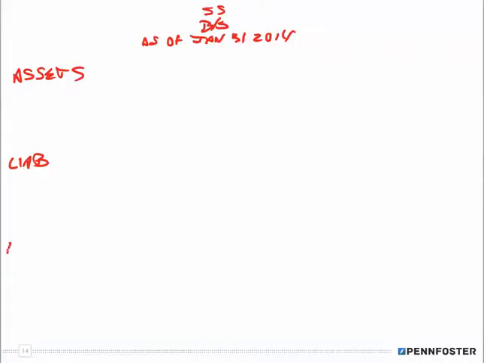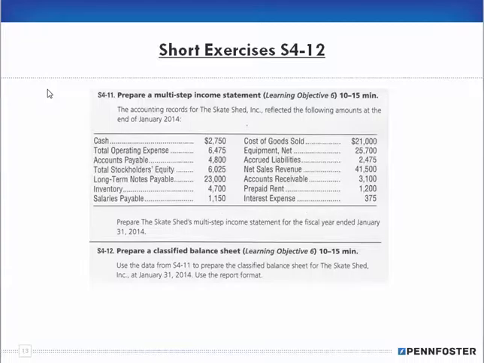So we have the heading, balance sheet, and then it's as of January 31, 2014. So then I'm going to have assets, and I'm going to put my liabilities, and I'm going to put my equity, stockholders' equity.